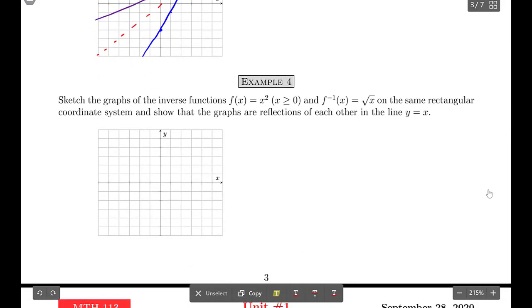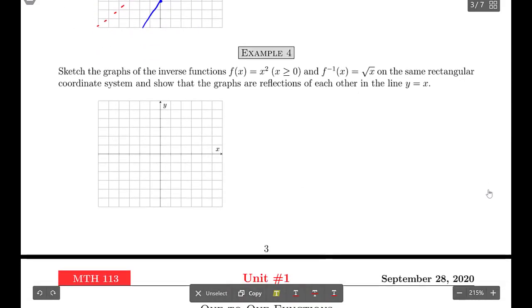Now, sketch the graphs of the inverse functions. On example 4, it says sketch the graph of the inverse function of f of x equals x squared. And what's important to note is this x is greater than or equal to 0. The graph of f of x equals x squared is a parabola that looks like this. But that includes negative values as well. This restriction, x greater than or equal to 0, means we only have this part of the graph. That's for all x greater than or equal to 0.